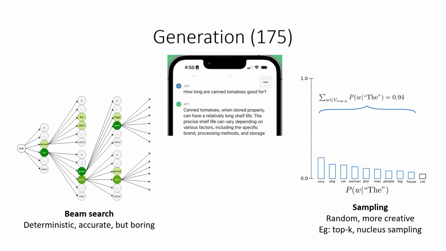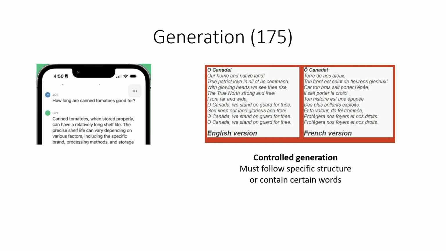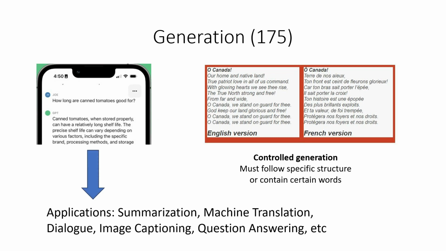Some applications may have further constraints on the structure of the language that you want to generate. You might want your generated text to follow a certain syllabic structure, like when you're translating a song from one language to another. Generation is a broad topic, and research in this area may be applied to any case where you want to produce language, including summarization, machine translation, dialogue, image captioning, question answering, and more.